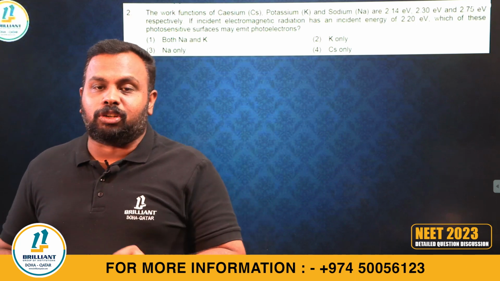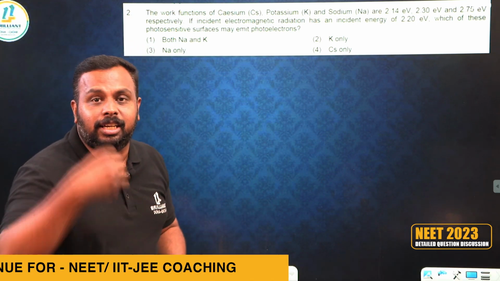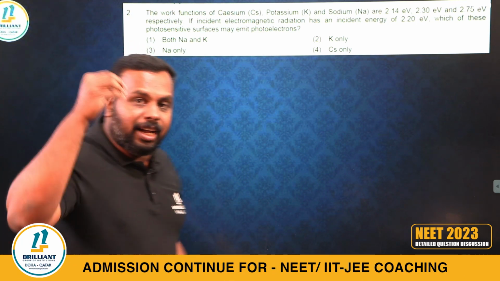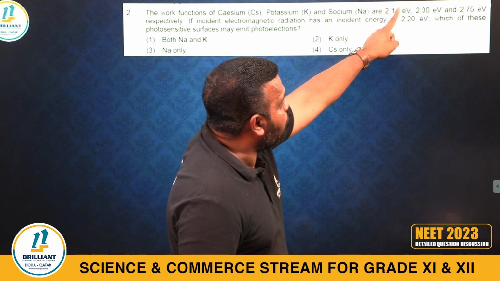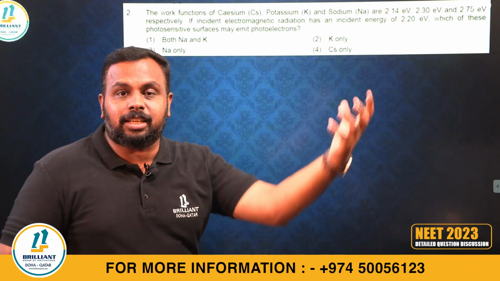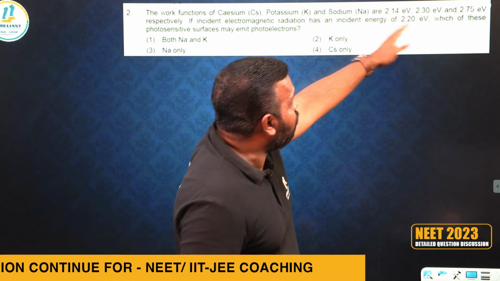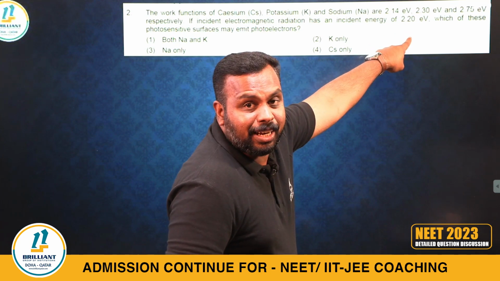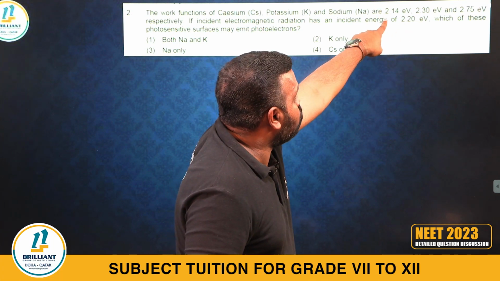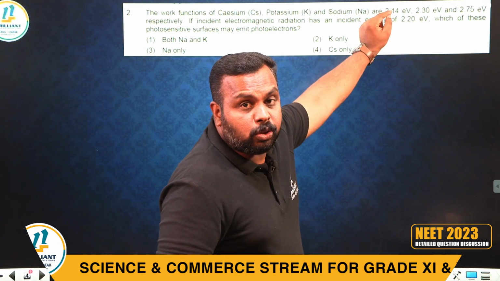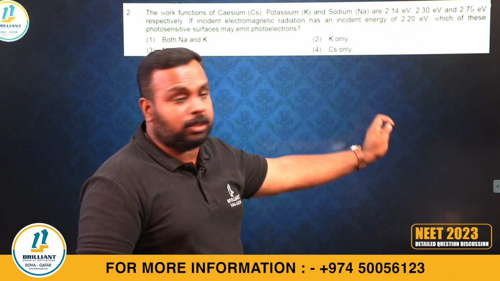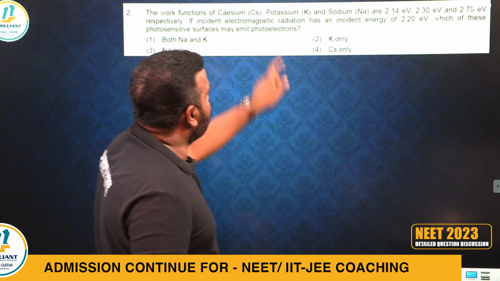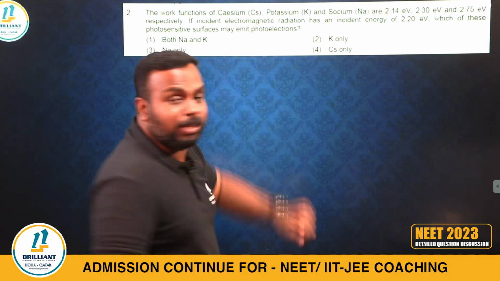The question is from dual nature of radiation and matter. You know that for photoelectric emission, the energy of incident radiation should be greater than the work function. That means this 2.20 should be greater than the work function. Comparing the work functions, 2.20 is greater than only one. What is that? 2.14. So only the element with a work function of 2.14 electron volt will show photoelectric emission, which is the first one, cesium.